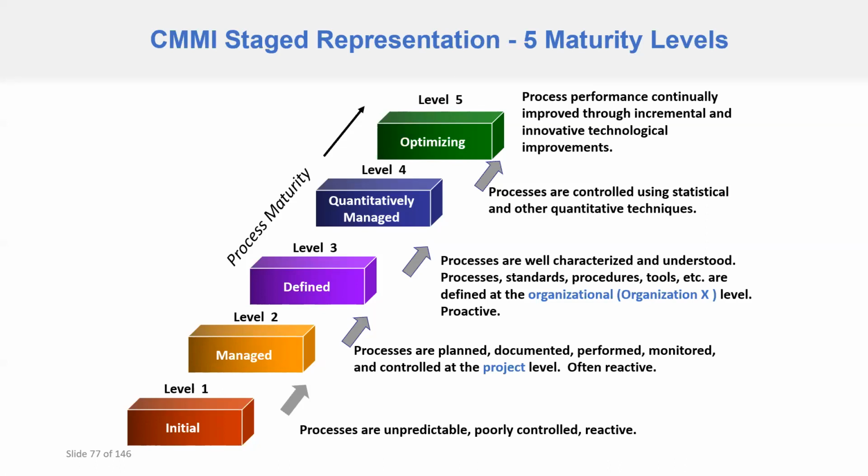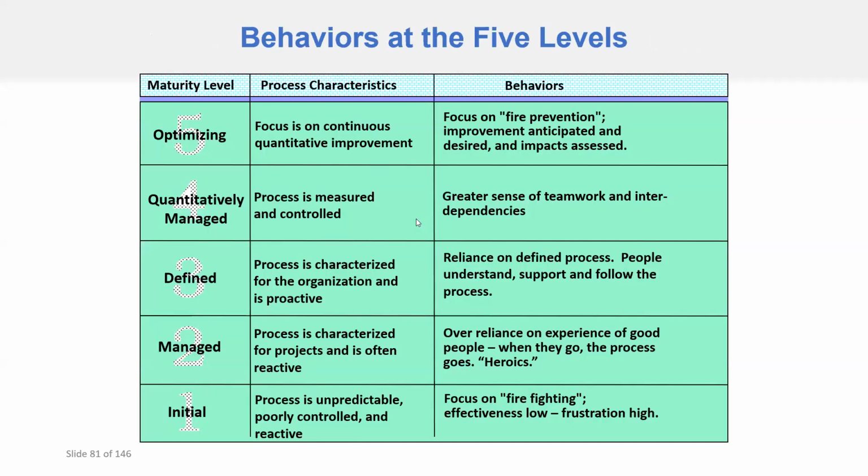These are the 5 stages of CMMI, the process maturity. Just note down these levels 1, 2, 3, 4, 5 and the names: initial, managed, defined, quantitatively managed, optimized. It will be useful in your future. Here you can see the same 5 levels: initial, managed, defined. In the 5 levels, what are the process characteristics?